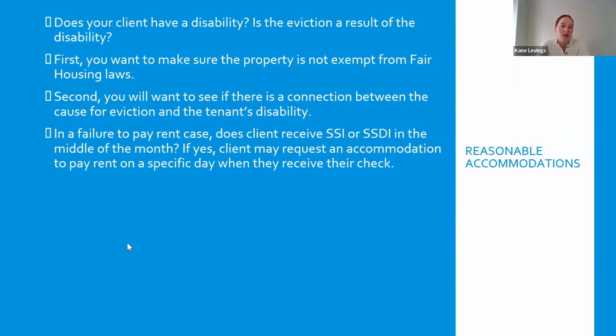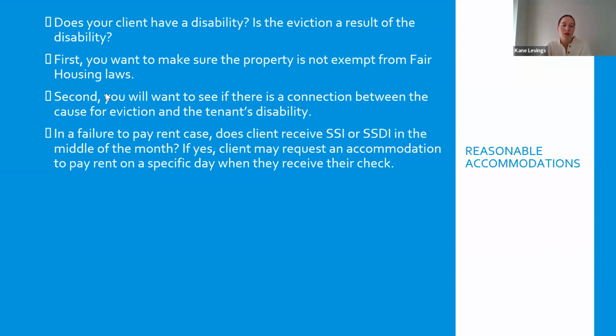So for reasonable accommodations, the first step is to determine whether or not the property is exempt from fair housing laws. So if that's like an owner-occupied property of 4 or fewer units, there's a list of other things that would be in the fair housing training. And you'll want to determine yourself if there's a connection between the eviction and the disability. So just because someone has a disability doesn't mean they have the right to request a reasonable accommodation if it's completely irrelevant.